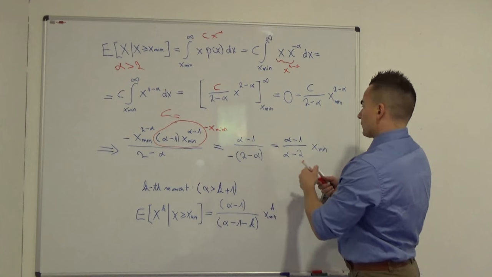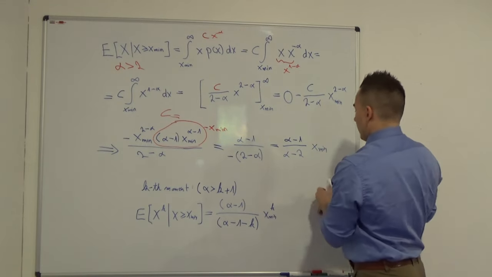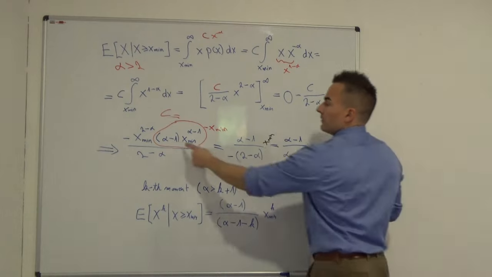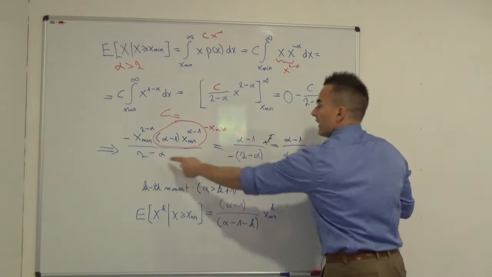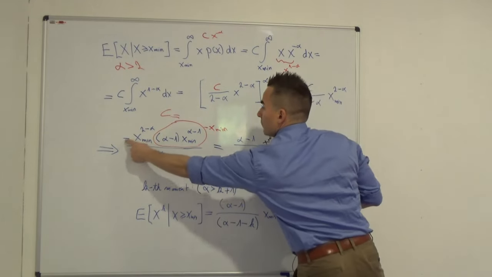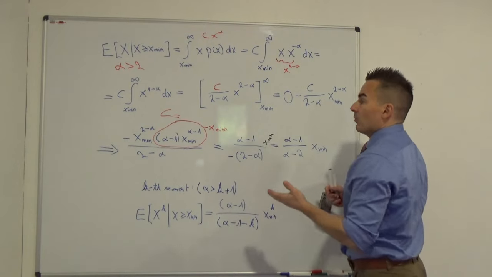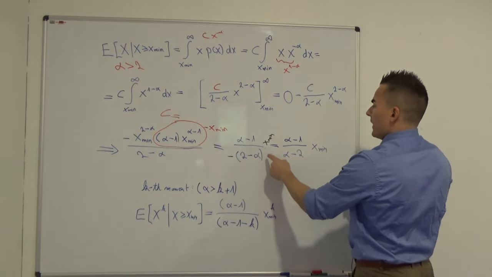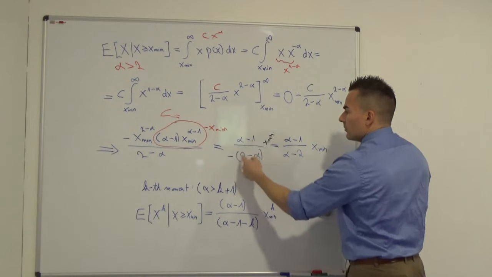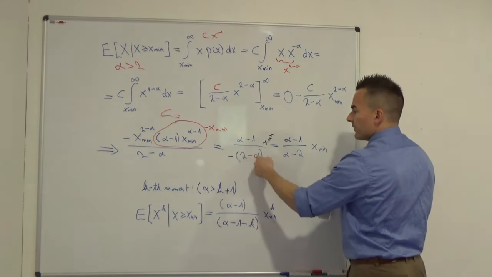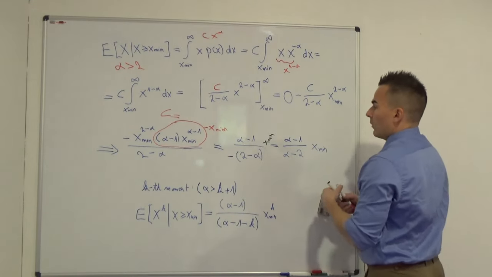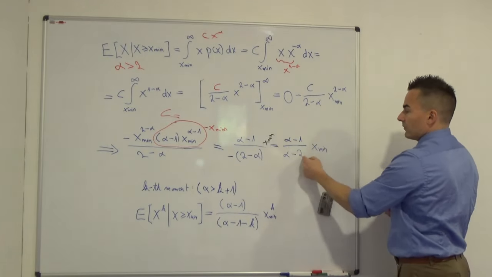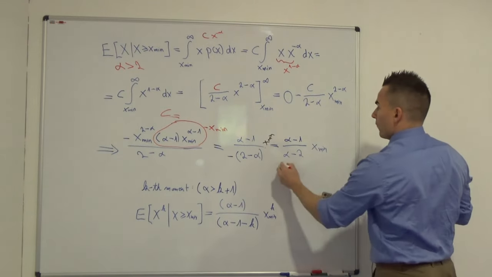We should not forget that we have to multiply this expression by the x minimum value. So what remains is the factor alpha minus 1 over 2 minus alpha, and this minus sign we just move into the denominator, which doesn't change the expression. Then we can multiply this out: minus, in parentheses, 2 minus alpha becomes just alpha minus 2, and the denominator does not change. So what remains is alpha minus 1 over alpha minus 2 times the minimum value for x.